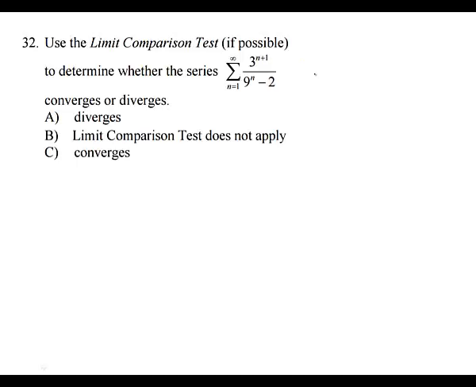So again, you're going to use your chart hopefully to help you out. This is where we have to do a comparison. What's our comparison going to be? I'd probably just drop the 2, right? For the comparison. So the limit as n approaches infinity of our original over the comparison.